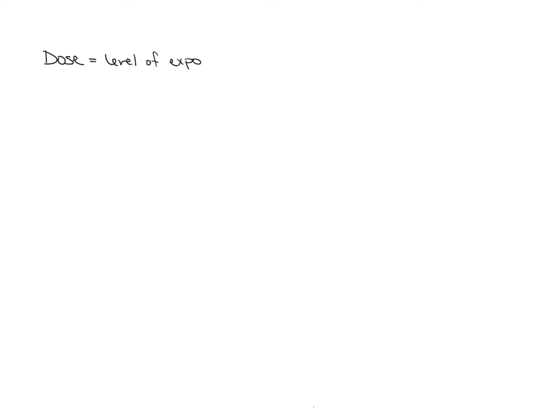So this could be radiation or UV as well. Level of exposure times the length of time that the exposure occurs. So level of exposure could be something like the concentration or the amount of a drug, length of time the exposure occurs. So this could be, how many times you're given that drug or that chemical, or maybe if you're talking about UV radiation, like how long you're exposed to that UV radiation.